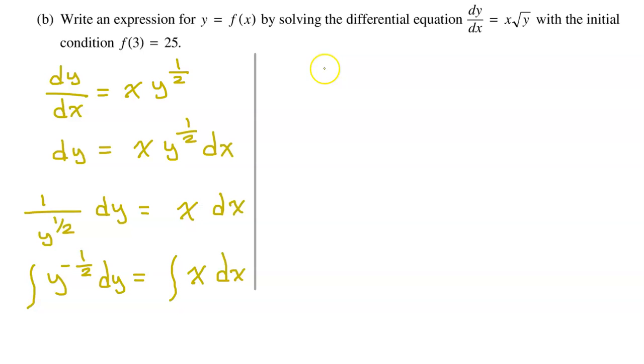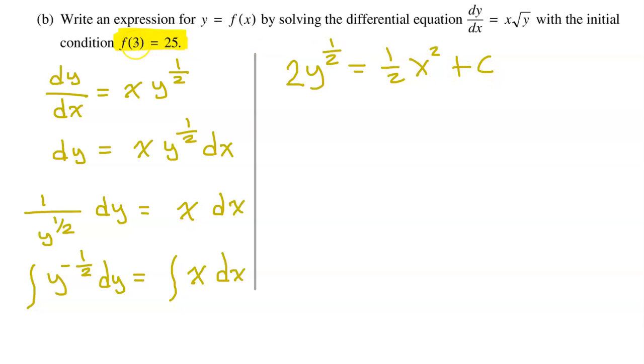For the antiderivative, I'm going to add 1 to this exponent, giving me 1/2. Then I divide by the new exponent, but dividing by 1/2 is the same thing as multiplying by 2. Normally I would put plus c, but I'm going to save that for the other side of the equation. The antiderivative of x is 1/2 x squared, and there's your plus c. Let's use this initial condition to find the value of c.